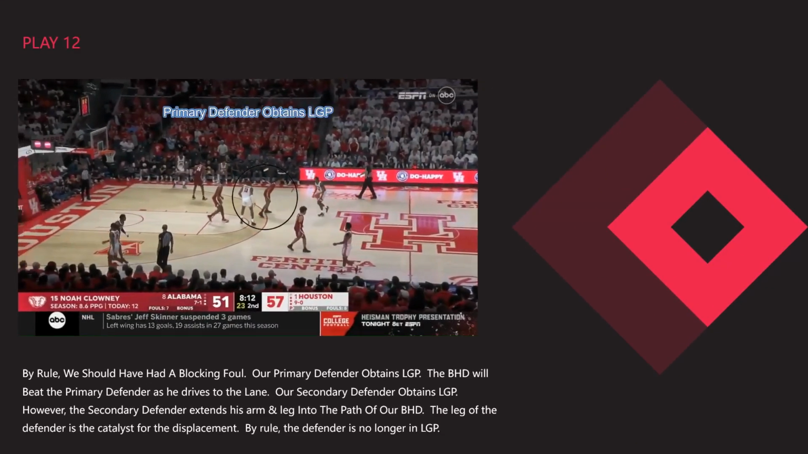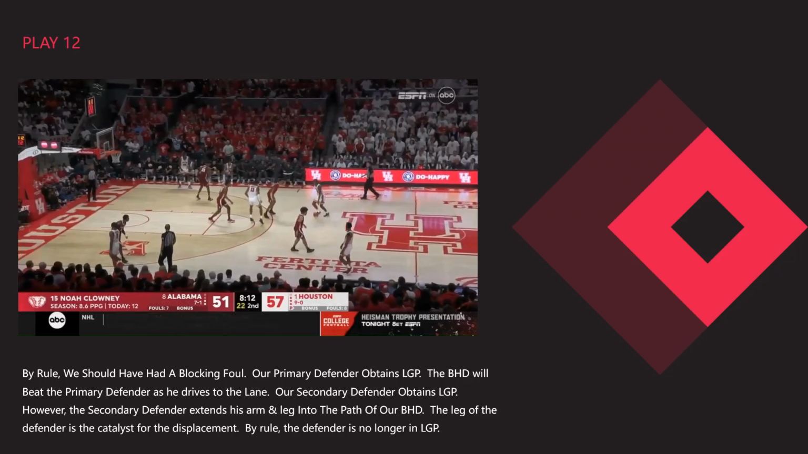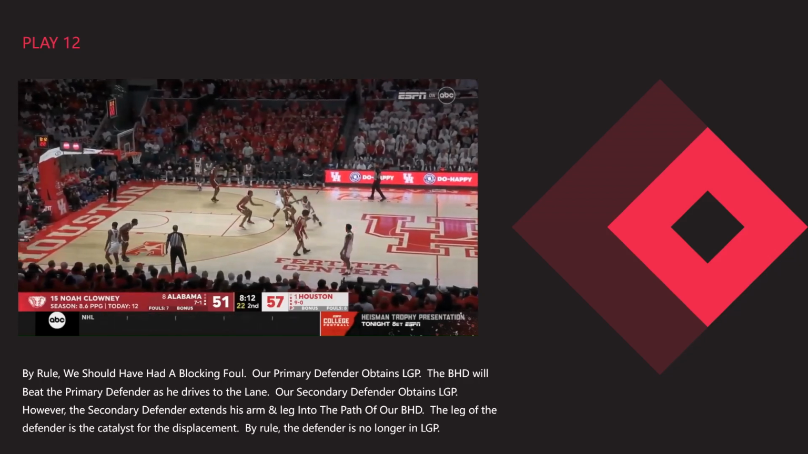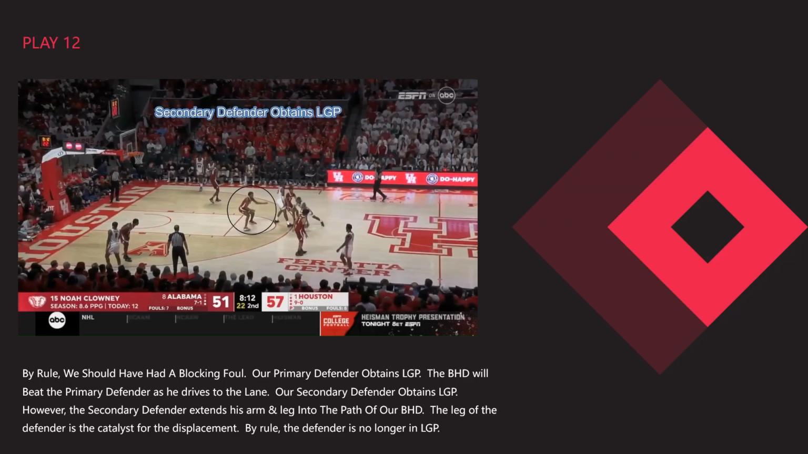Our primary defender, who is circled in black, has obtained legal guard position. He has 2 feet on the playing court, and his torso is facing an opponent. In this case, his opponent is the ball handler dribbler. We have a secondary defender who has also attained legal guard position. He has 2 feet on the playing court, inbounds, and his torso is facing the opponent. His opponent is now the ball handler dribbler who has beaten the primary defender.